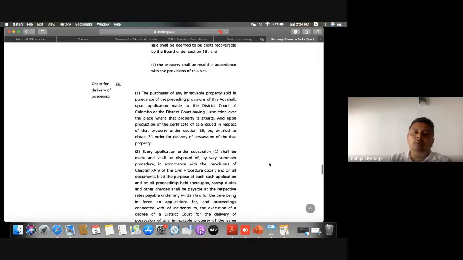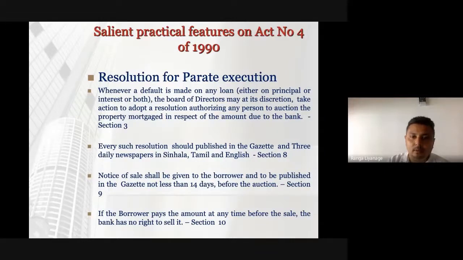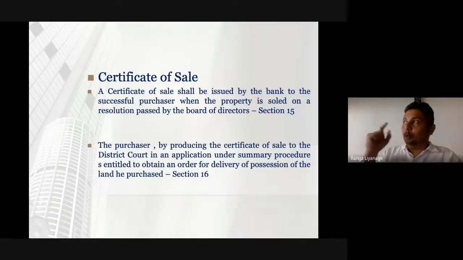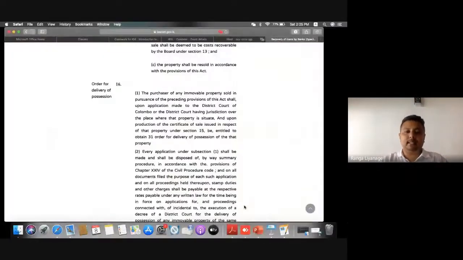The purchaser of any immovable property sold in pursuance of the preceding provisions of this act, once they get the certificate of sale, should produce it to the district court in an application under summary procedure, that is under section 380 onwards, and is entitled to obtain the delivery of possession. Now, he has the title, but he needs the possession. In order to get the possession, he needs to file the certificate of sale together with a petition and affidavit to the relevant district court where the land is situated, and only after the order of the court, take the possession of the land he purchased. That is covered under section 16.